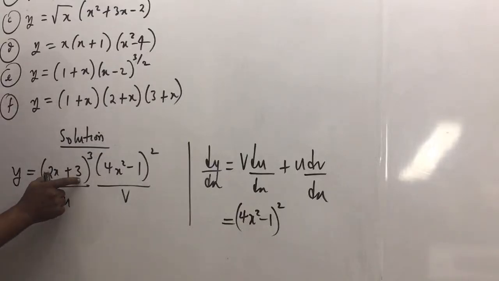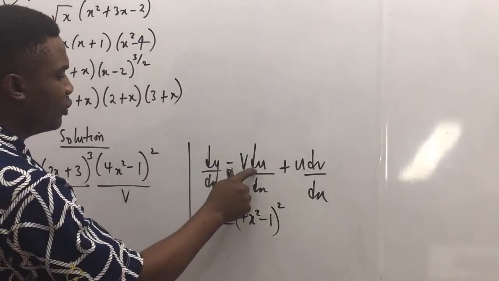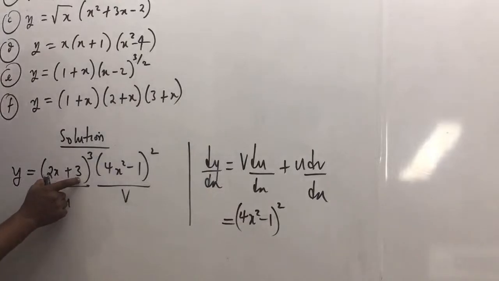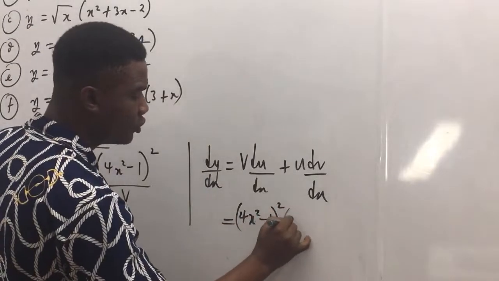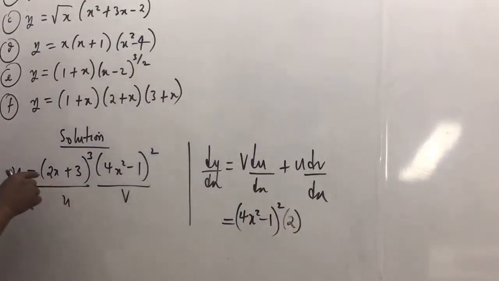So differentiate the inner function. To get du/dx, you differentiate the inner function. Differentiating this inner function will give you 2, so I'm going to put 2 here. Because differentiating the inner function means differentiating 3, which is 0, and differentiating 2x, which will give you 2.